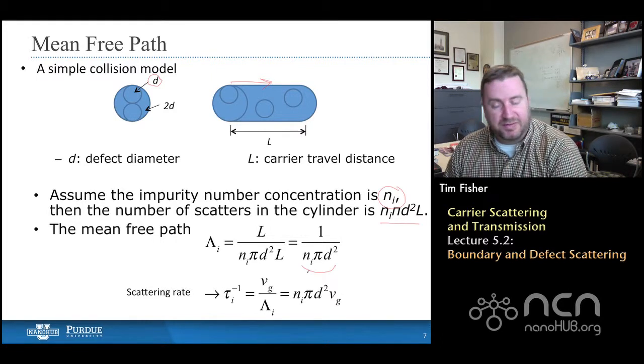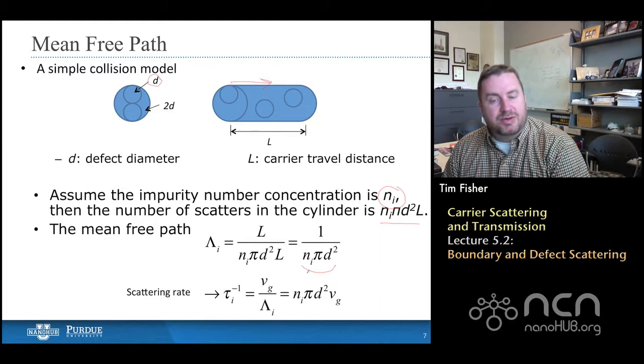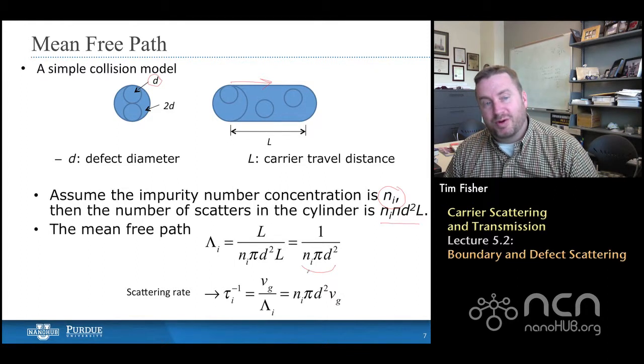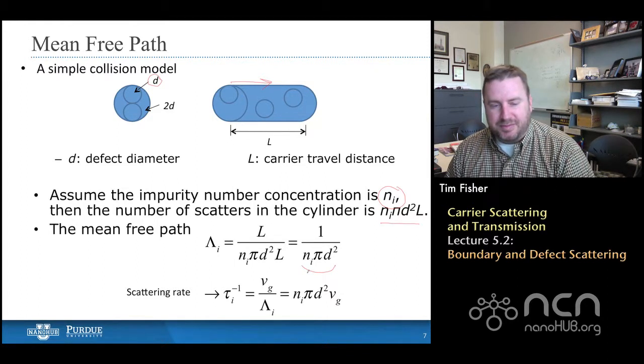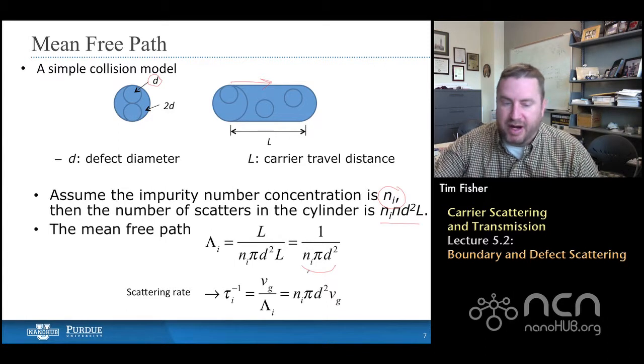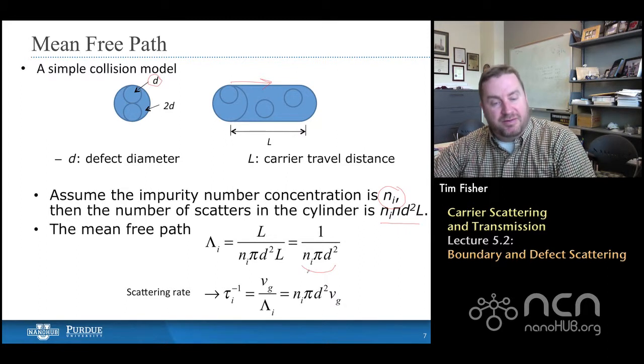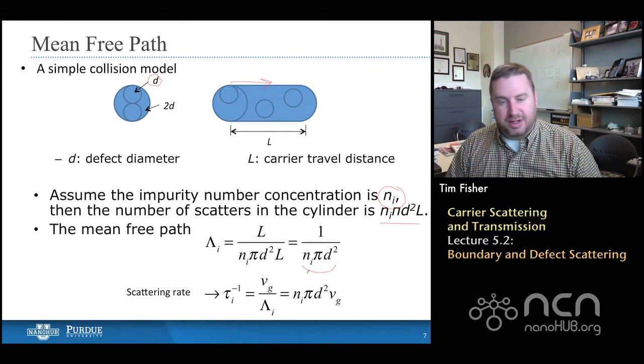That hopefully fits our intuition. And to the cross section of this cylindrical tube. That's pi times d squared, where here d is serving the role of a radius of that tube. If I wanted to express this in terms of scattering rate, the scattering rate is simply the group velocity of the carrier, divided by the mean free path that we just derived. And then we find that the scattering rate is simply proportional to the number concentration, this pi d squared, which we'll call a scattering cross section, and the velocity.